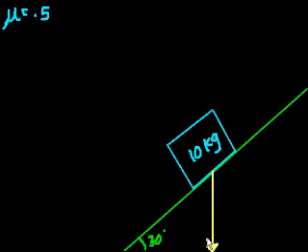Well, what's the force of gravity, first of all? If we assume acceleration of gravity is roughly 10 meters per second squared, then the force of gravity is 100 newtons, right? 100 newtons, that's what gravity's pulling down. The force perpendicular to the ground, or the component of gravity that's perpendicular to the ground, that's kind of pushing into the ground. I'll do that in green.